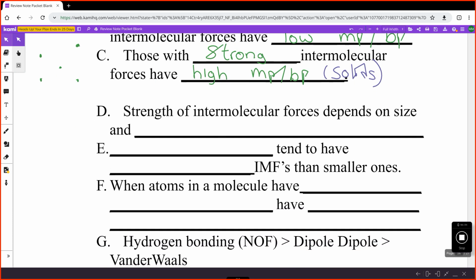Now, if we wanted to get into the nitty-gritty of the chemicals behind it, which we're going to do, the strength of the intermolecular force will depend on the size of the molecule. Larger molecules have stronger intermolecular forces. And it also will be determined by what we like to refer to as the END, which is the electronegativity difference.